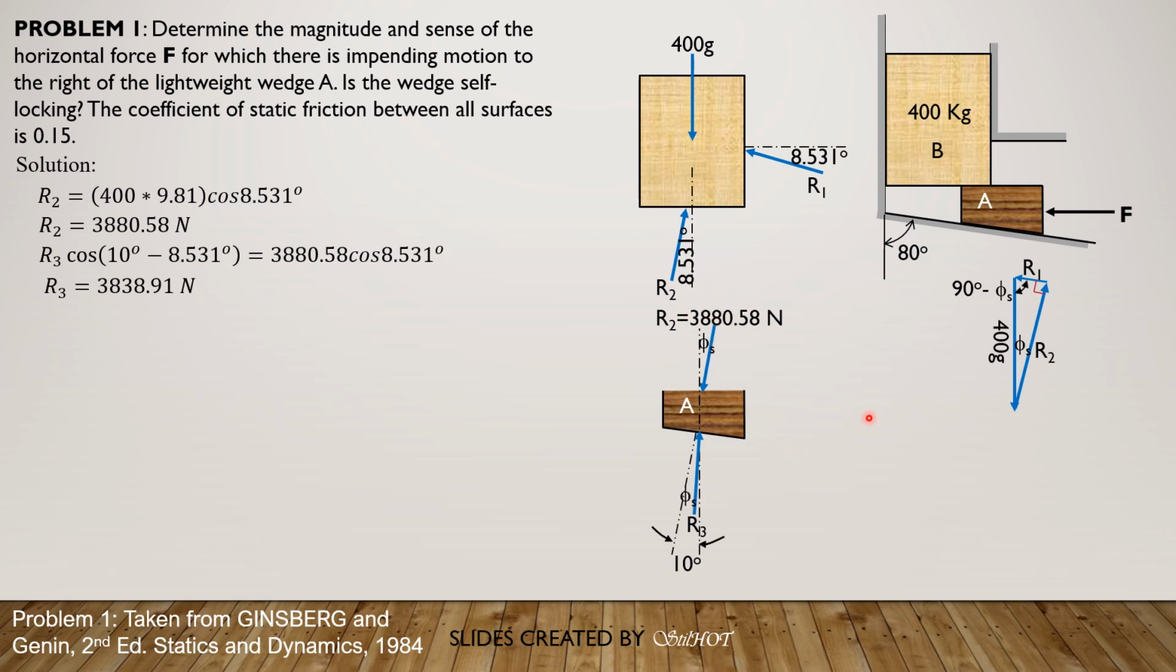There is only impending motion if the force F must be applied to the right, because the wedge is self-locking. So that is summation of forces horizontal equals 0. F plus R3, 3838.91 sine of quantity 10 minus 8.531 degrees, is equal to 3880.58 sine of 8.531 degrees. So solving for F, and therefore the sense must be rightward, F is 477.25 newtons rightward. So that's it, the solution to this first problem.